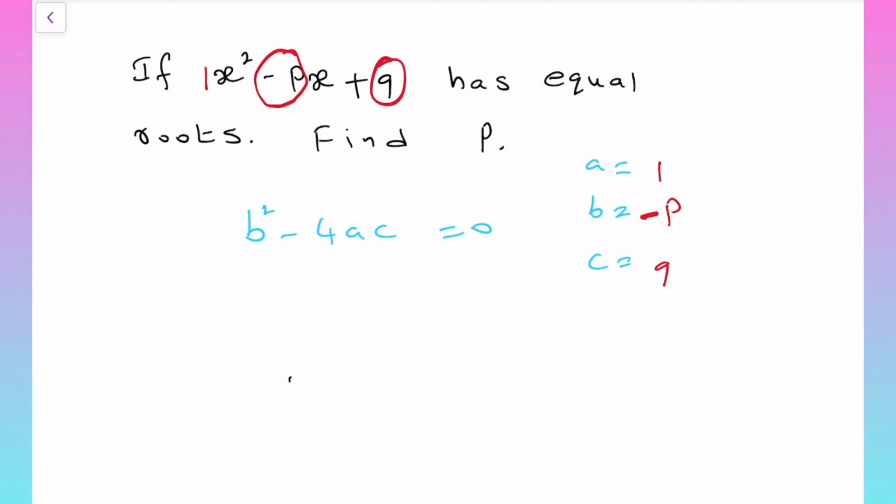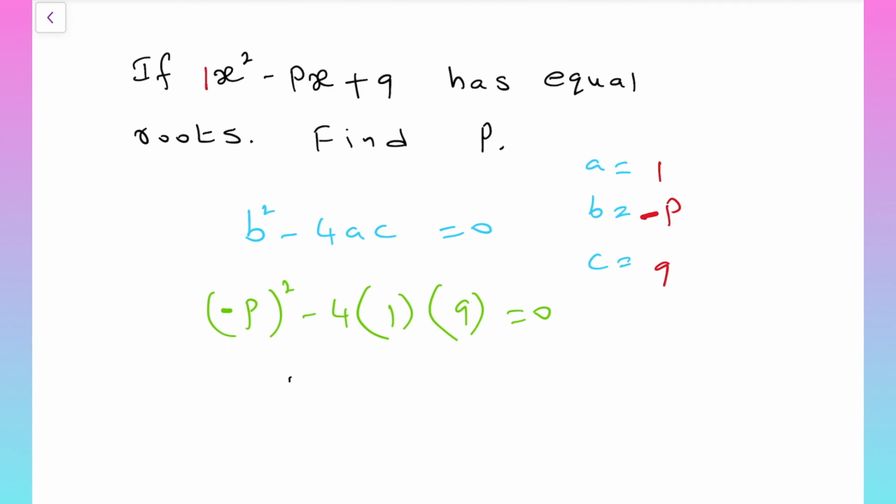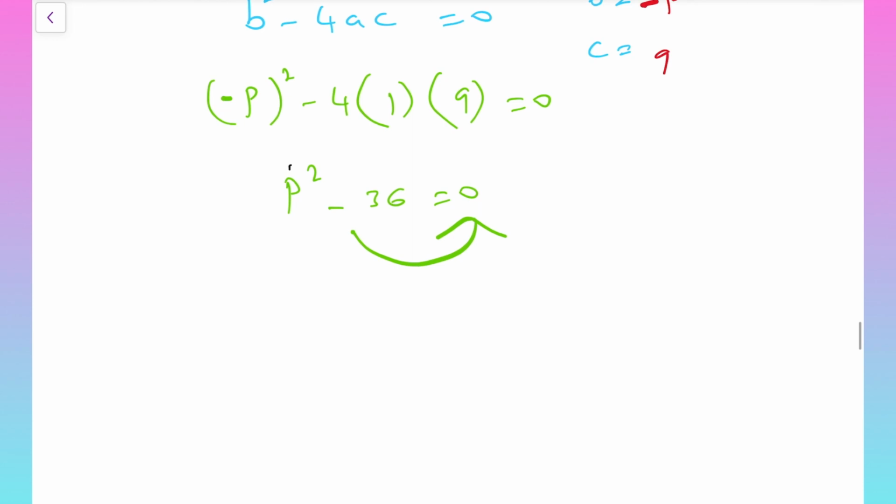Now all these we need to substitute in our formula, that is b square minus 4ac equals 0. So minus p square minus 4 into a value 1 into c value 9 equals 0. Minus p square is p square; 4 1s are 4, 4 9s are 36, equals 0. Take this minus 36 to the right side, then it becomes plus 36. So p square equals 36. Then what will be the p value? Plus or minus 6. So the p value is plus or minus 6.